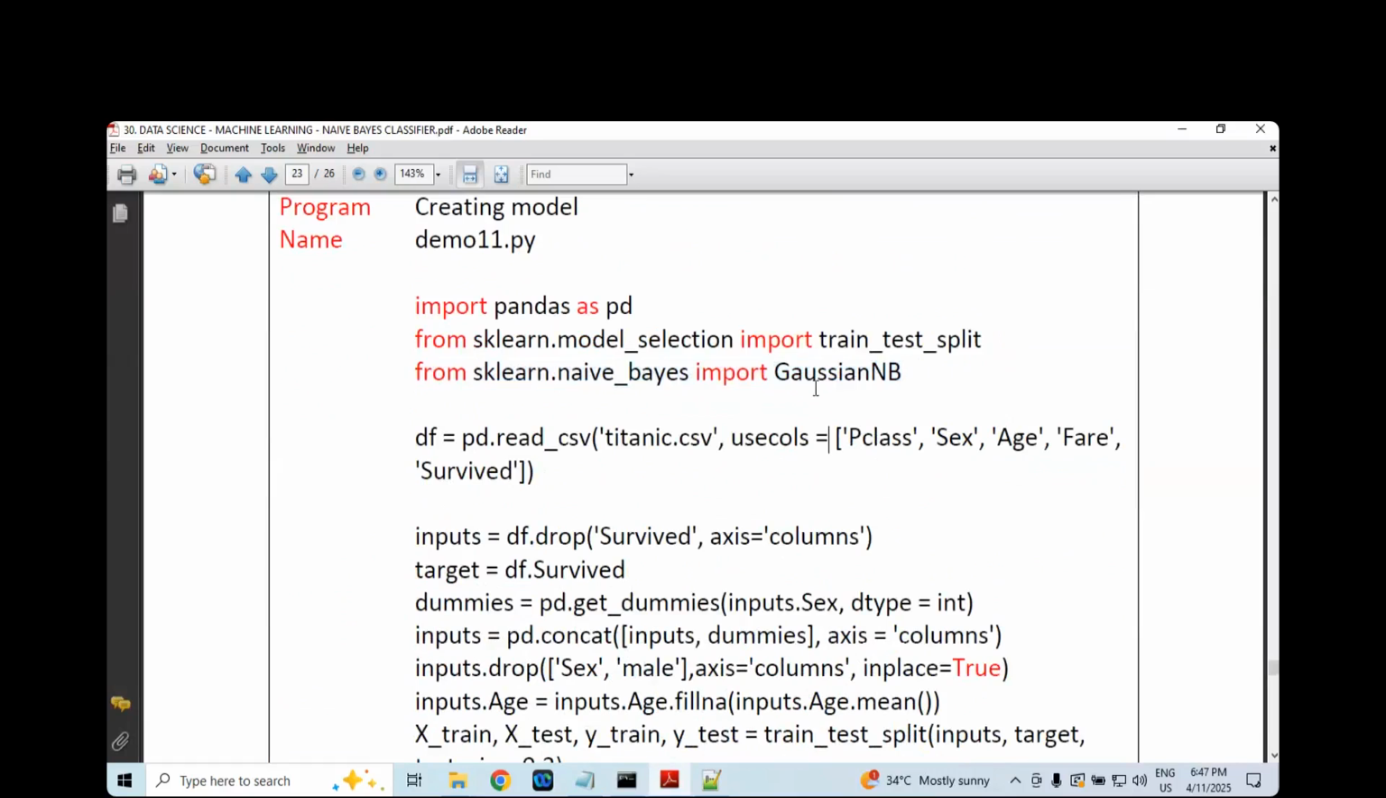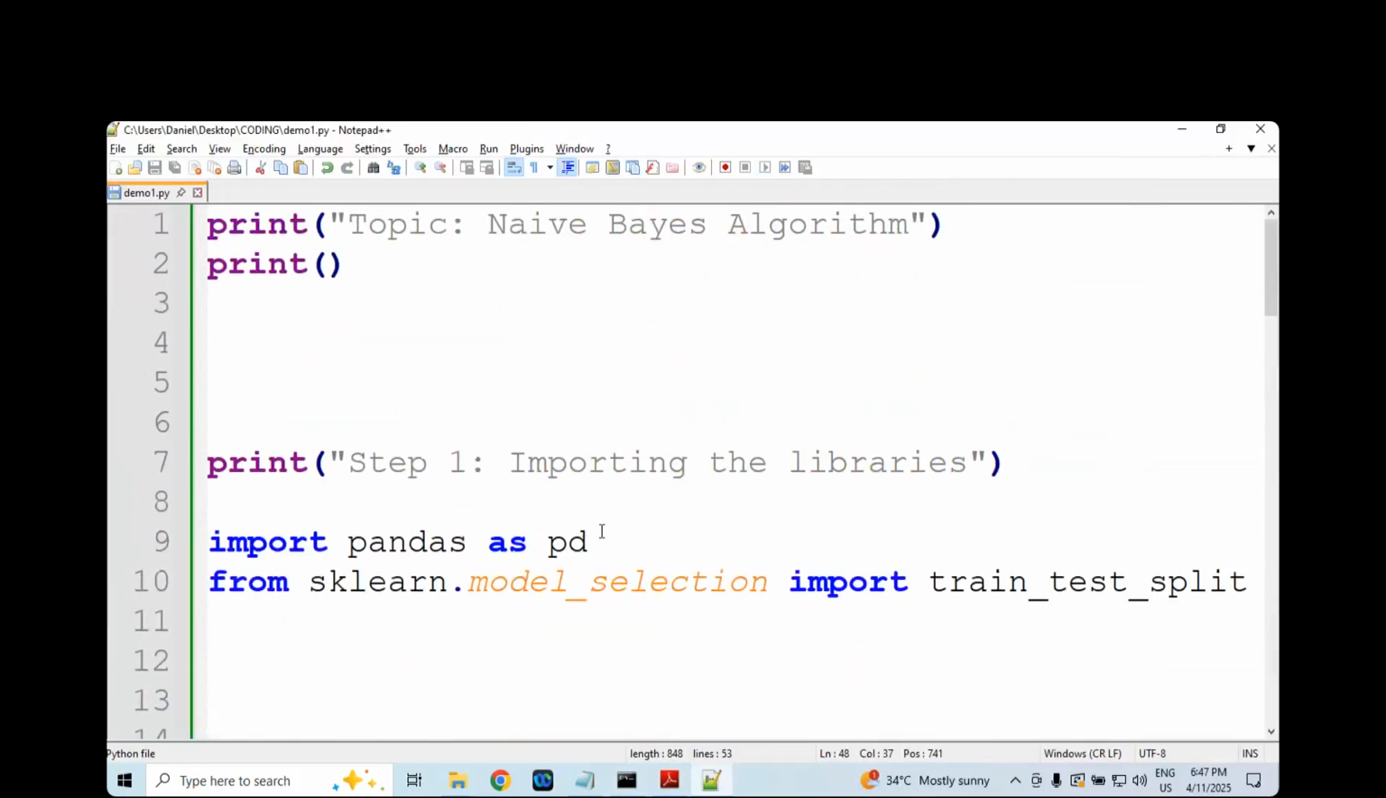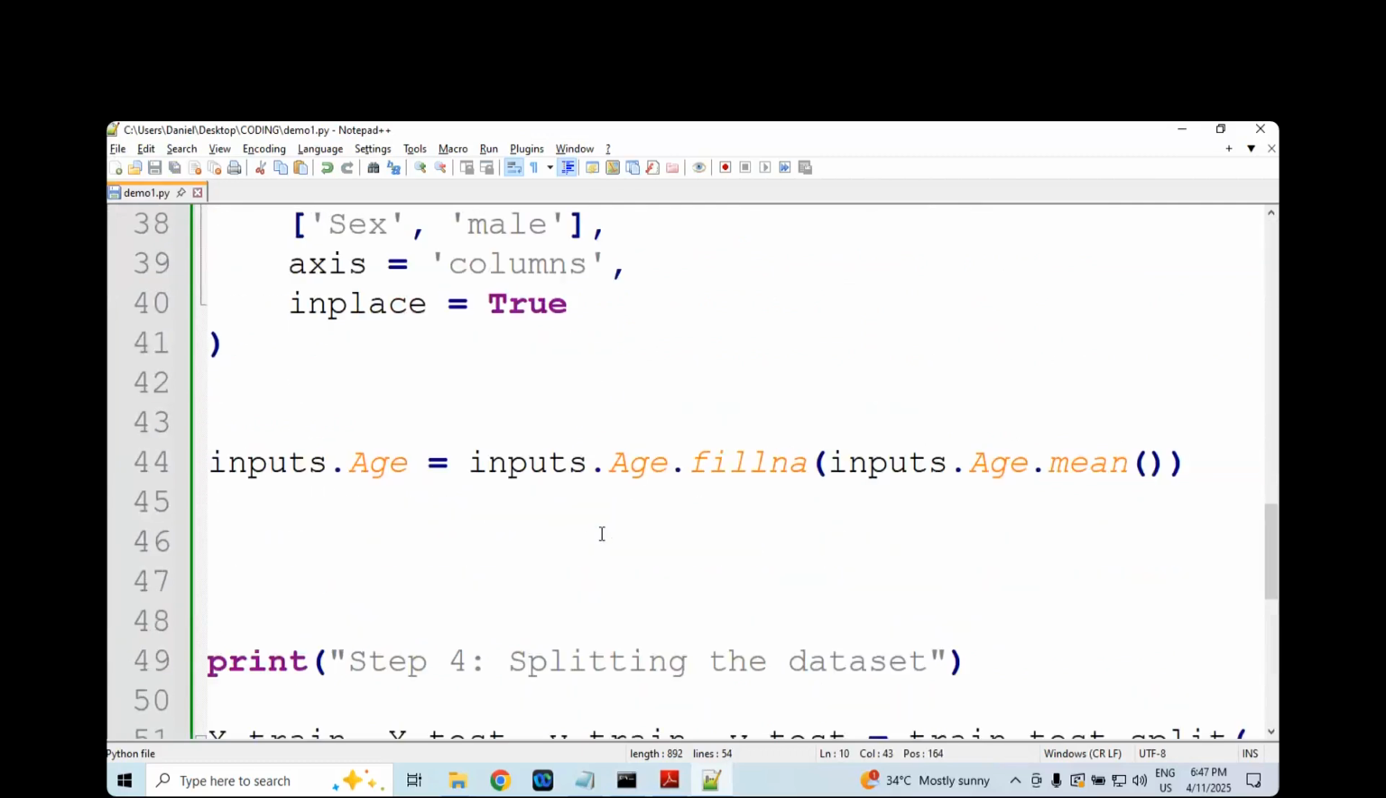The algorithm name is called Gaussian NB. NB means Naive Bayes. This algorithm was created by Gaussian, he's the scientist actually. That's why they have given the name Gaussian NB. If I create one, I may give it Daniel NB actually.